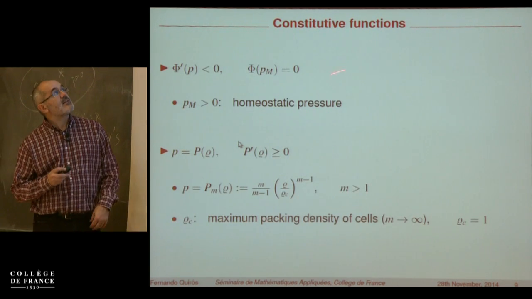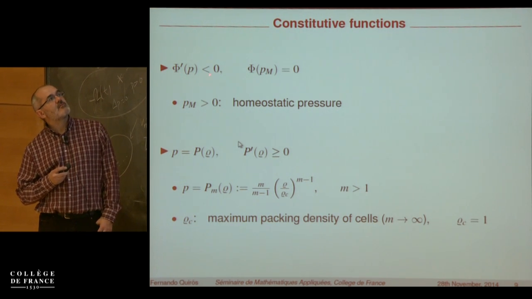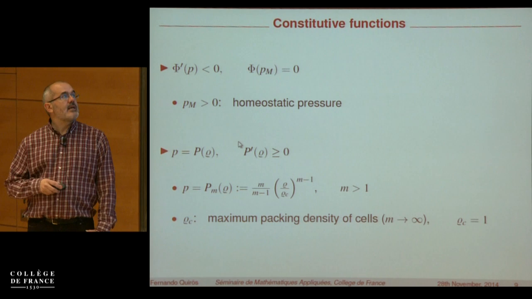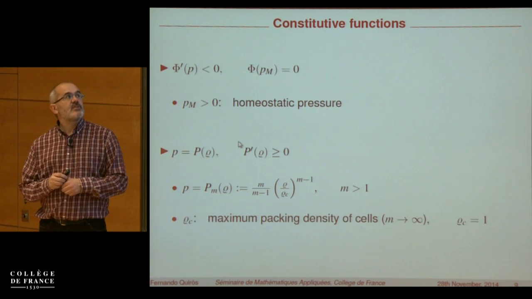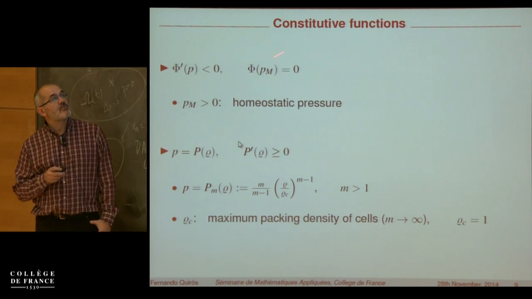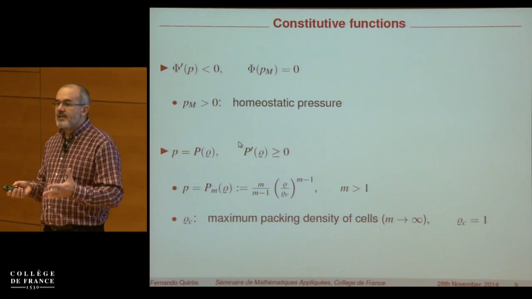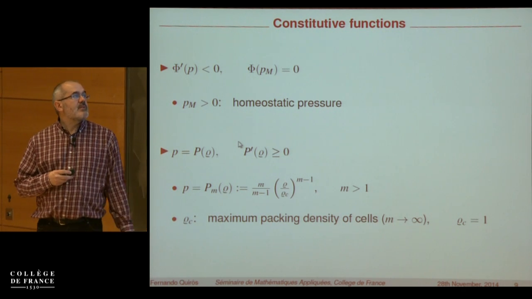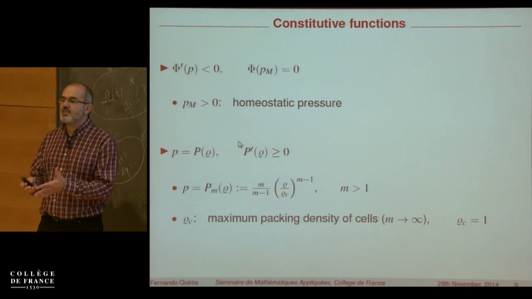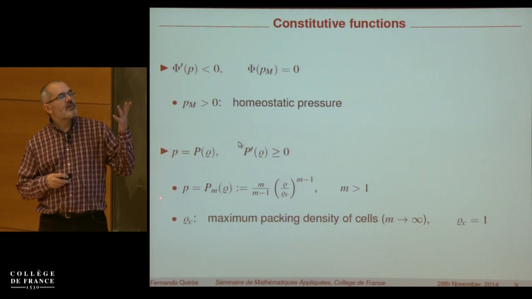As for the function phi, as I told before, it should be decreasing with p. In fact, we will take it strictly decreasing with p, and there's a threshold pressure, called the homeostatic pressure, which is a positive pressure, the lowest pressure that prevents cell multiplication by contact inhibition, where phi equals 0. Okay. And then, to close the system, we need a constitutive law relating the density to the pressure. The important thing is that pressure increases with the density. But we'll make a definite choice here, which makes things simpler. We'll take a power, but things can be done for other functions.